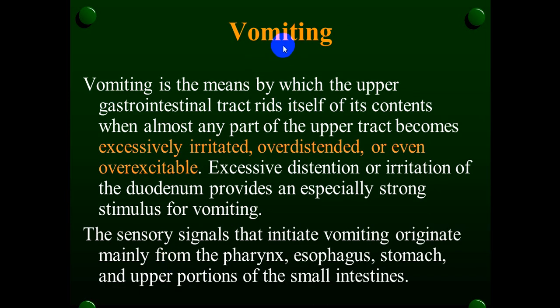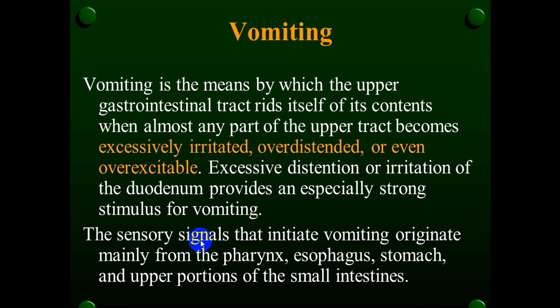Vomiting, التقيؤ. It is the means by which the upper GI tract rids itself of its content when almost any part of upper tract become excessively irritated, over-distended, or even over-excitable. So this is again a protective mechanism. فهي طريقة دفاعية للمعدة للأمعاء المعدة للتخلص من الطعام المهيج المحفز اللي يسبب لنا انتفاخ في الجهاز الهضمي.